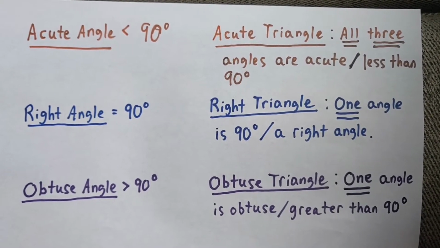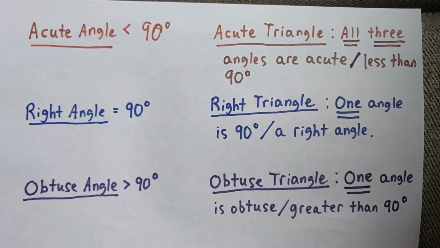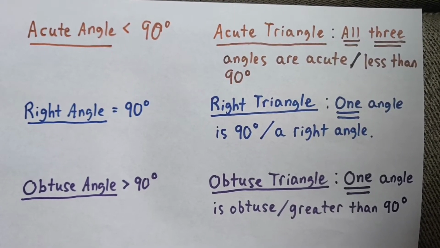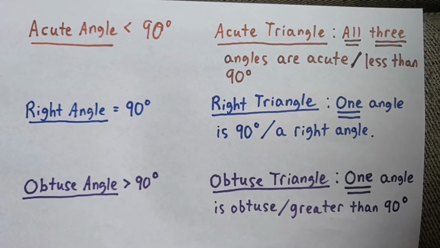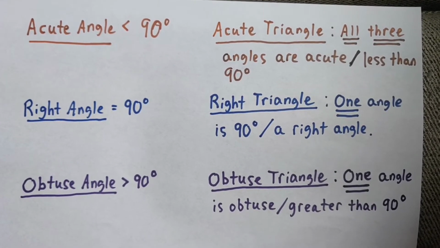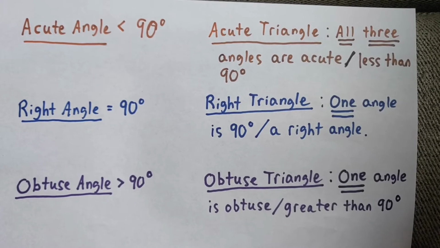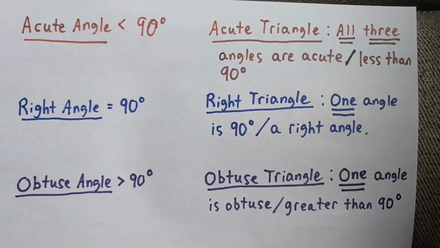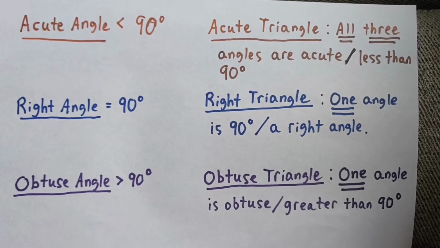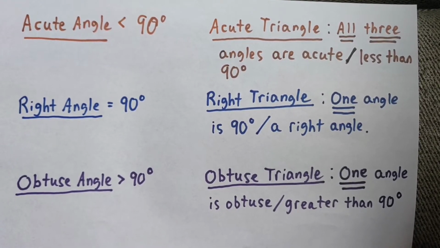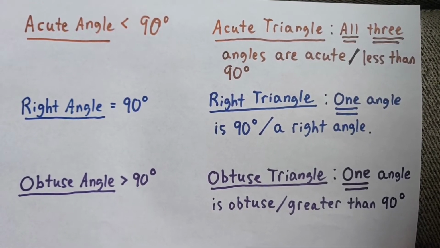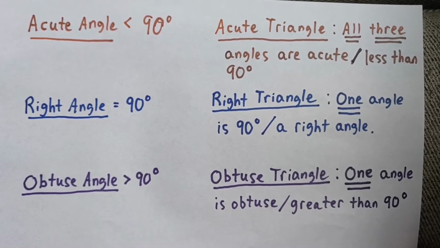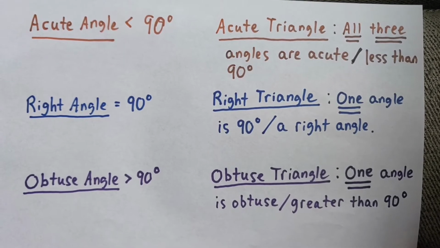I want you to look at the top part in orange, and we already know that an acute angle is less than 90 degrees. That's its definition. That's what makes it an acute angle. An acute triangle has all 3 angles that are acute or less than 90 degrees. So in an acute triangle, all 3 angles are acute, all three angles are less than 90 degrees.